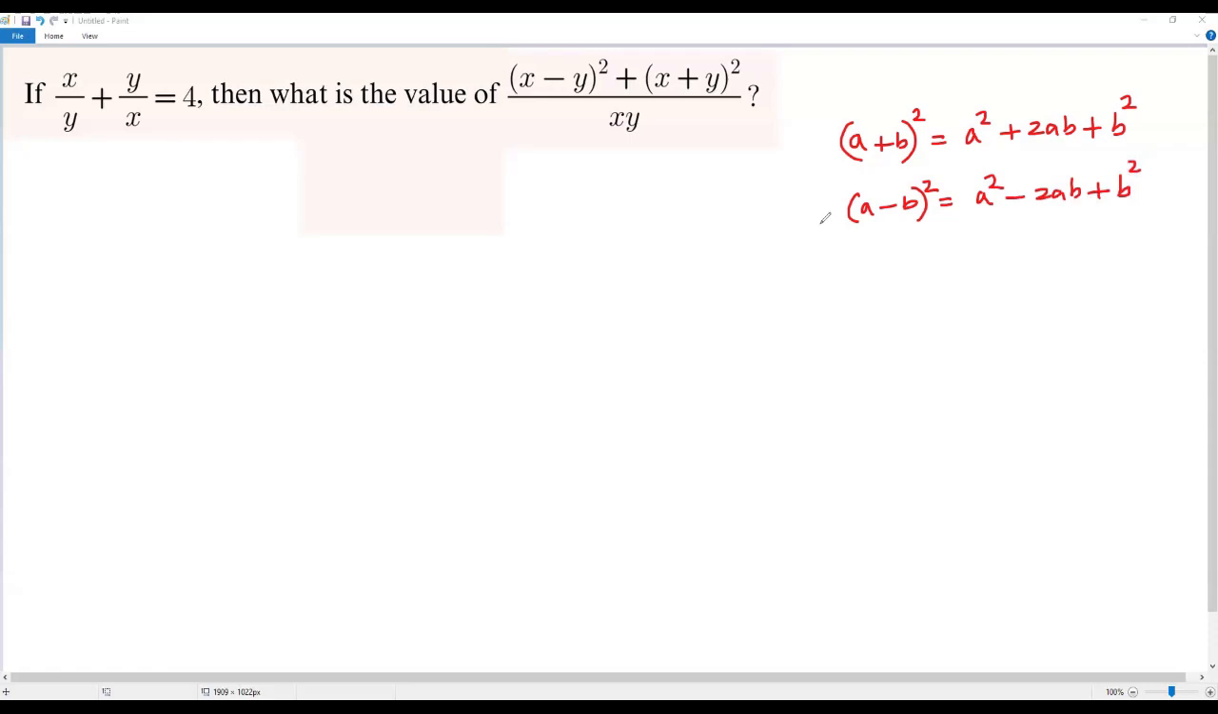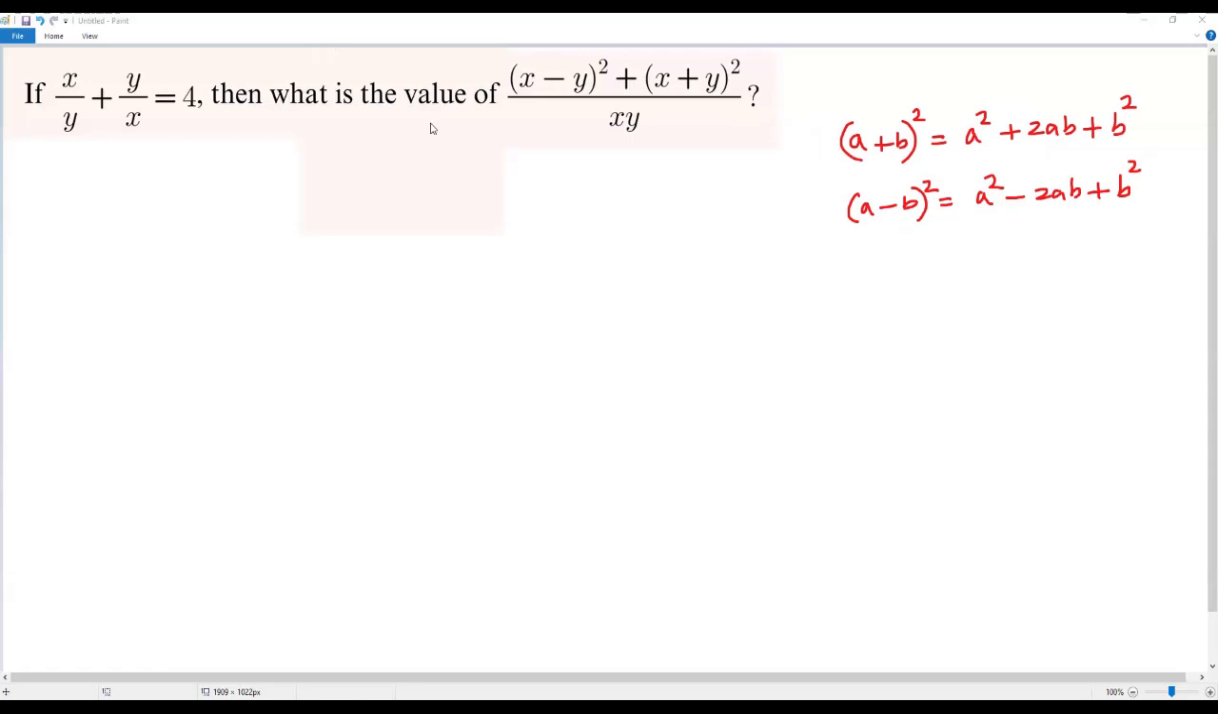So here I have written two algebraic identities, the square of a binomial a + b and the square of a binomial a − b. When we have a positive sign in the expansion, the 2ab will be positive. When we have a negative sign between a and b, in the expansion 2ab will be negative. I am going to use these two identities to solve this problem.